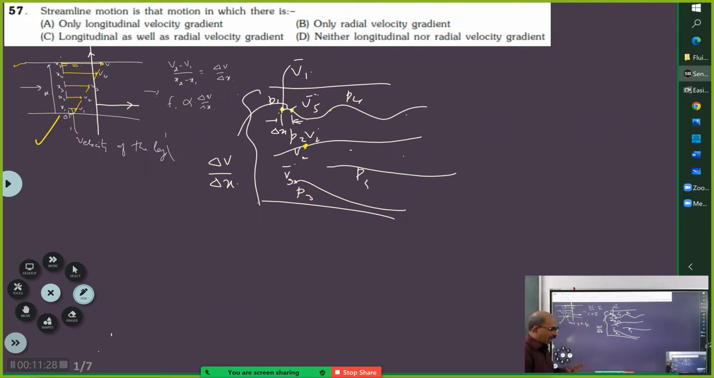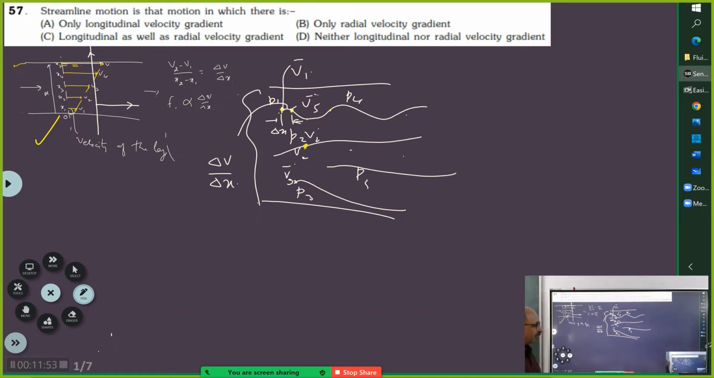Yes, but I am very happy that Arun sitting here said, sir, if you say it is going to be like this, if the river is turning like this, then what you have explained here doesn't make sense. Good. So now, what I have said, does it make sense? Yes. So here in streamline motion, the motion in which there is only longitudinal velocity gradient, I think that holds good. That holds good. Correct? It holds.